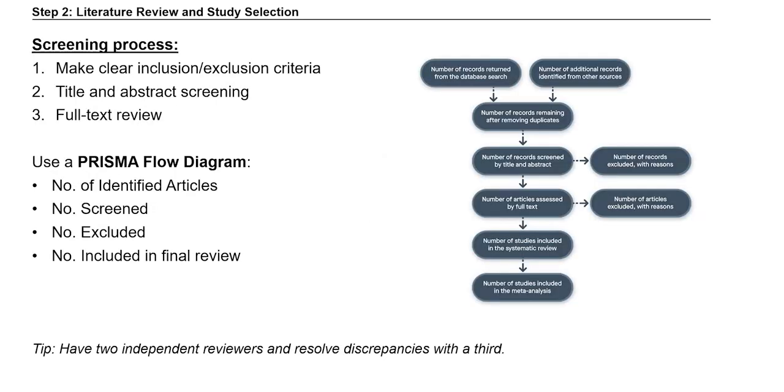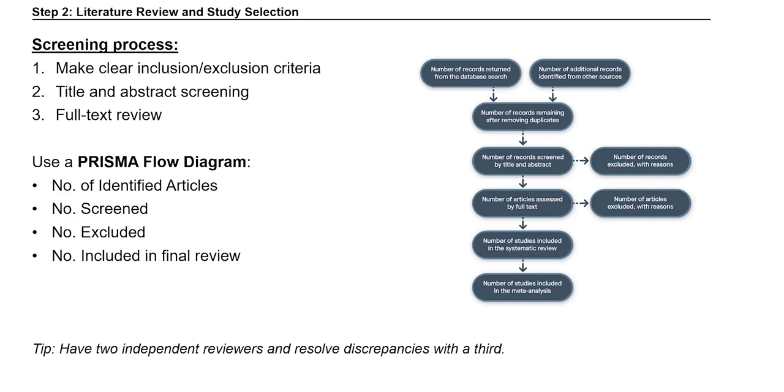For step 2, literature review and study selection. This screening process is very important, and the authors should pay a lot of attention to this part because this is where a lot of bias happens in terms of gathering the papers we want to include in this study and also extracting the data. We should make clear exclusion and inclusion criteria. We should make sure all the reviewers understand what these criteria are and what to consider while they're screening the papers. Title and abstract screening is the first phase, and after abstract screening, we will go for full text review.